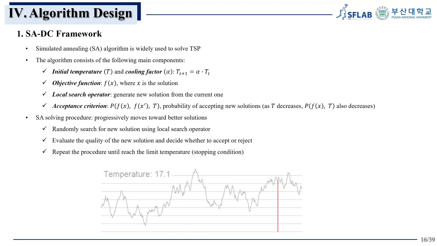The SA solving procedure is quite straightforward. We randomly generate a new solution using the local search operator. Then we evaluate the quality of the new solution and decide whether to accept or reject it. And then we repeat the procedure until we reach a stopping condition, usually when the temperature reaches a limit. You can see in this illustration the SA solving procedure. As we can see, there are many local optima with one global optimum. And you can see that when the temperature drops, the algorithm mainly focuses on the global optimum and avoids the other local ones.